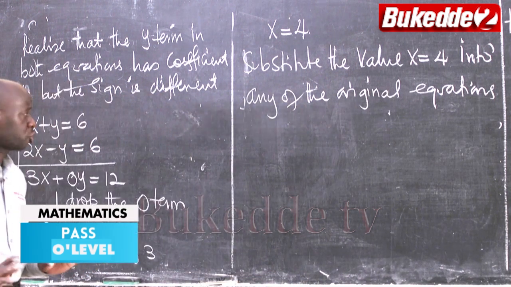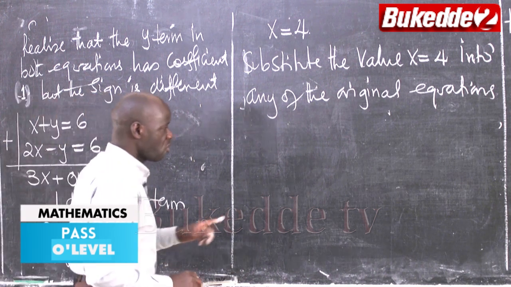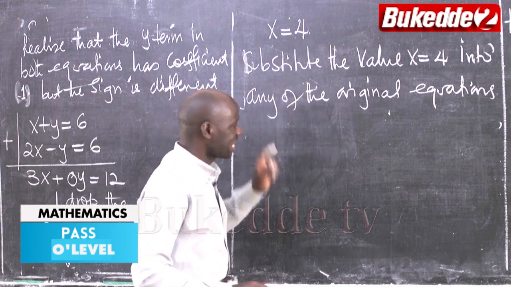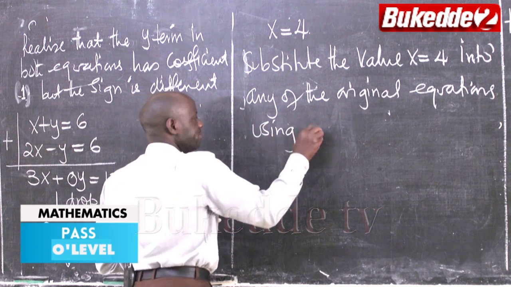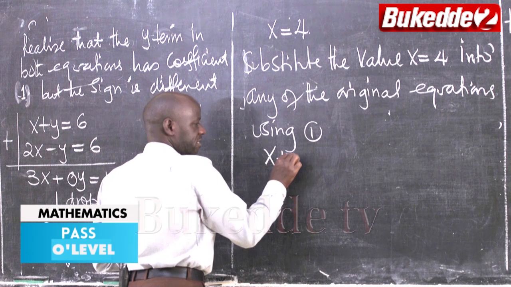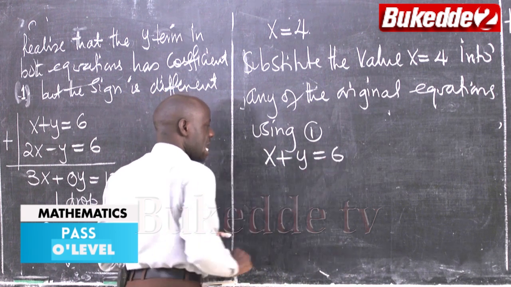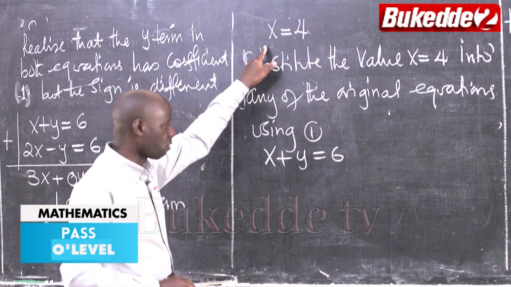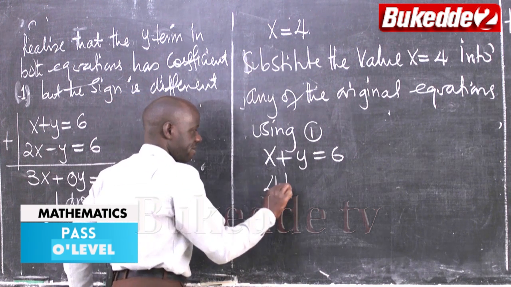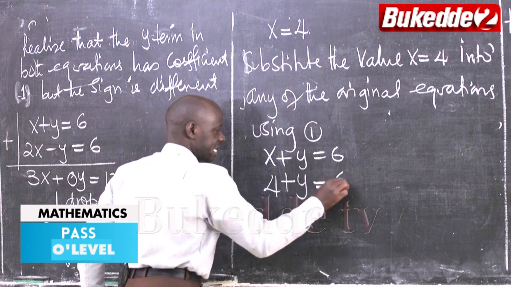Very simple. It's not so hard. Because we know that x is equal to 4, but then we are given that when we use equation 1, realize that x plus y is equal to 6. However, because our x is already obtained as 4, we shall put 4 here plus y, and we shall put 6 there.